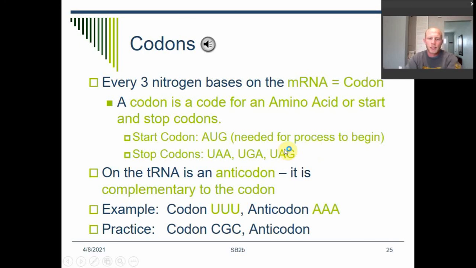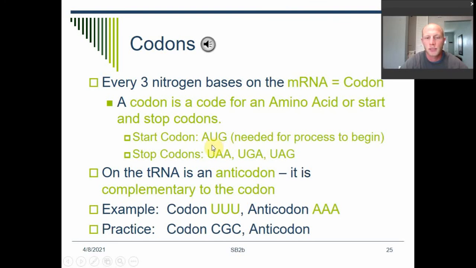On the tRNA is the anticodon. It's complementary. Anti means the exact opposite. Doesn't mean bad. It just means the exact opposite. So the anticodon, so if there's a uracil, adenine, adenine, that means what pairs with uracil, adenine. What pairs with adenine, uracil, and uracil.